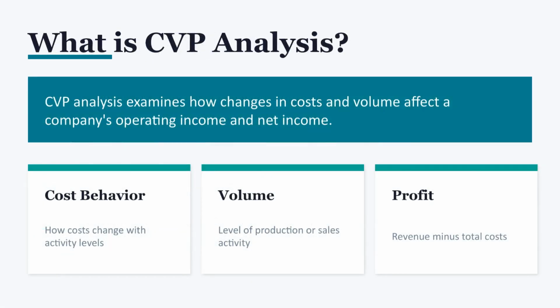Imagine investigating a case where numbers tell a story. CVP analysis is your blueprint, revealing how changes in costs and sales volume affect overall profitability. This method breaks down key elements such as cost behavior, production volume, and the resulting profit margins. With clear explanations and defined cards for cost, volume, and profit, you'll understand how each factor contributes to the bigger financial picture. Prepare to explore these concepts in depth right now.